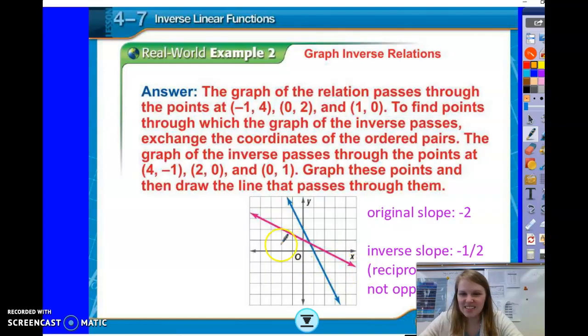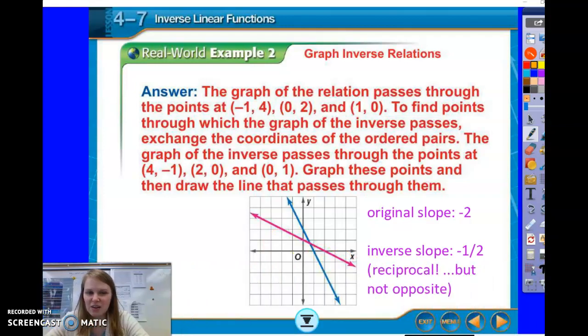There's a better one. So check this out. This is a good explanation. Pause right here if you want to read through it. This is just a fun fact for your day. The original slope was -2. Check this out, my new slope.